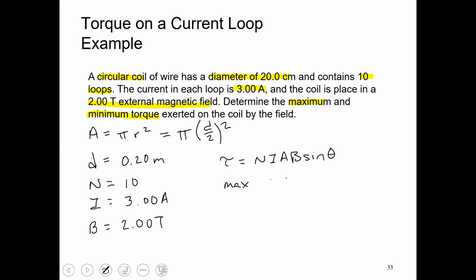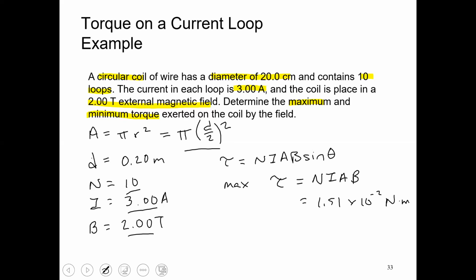The maximum torque is going to be when that sine function equals 1, right? Our sine function can go between -1 and +1. So our maximum torque is going to be just a simple NIAB. So I'm going to substitute in for my area, and use my N, my I, and my B that were given. If I do that, I get a maximum torque of somewhere around 1.51 times 10 to the minus 2 Newton meters, right?